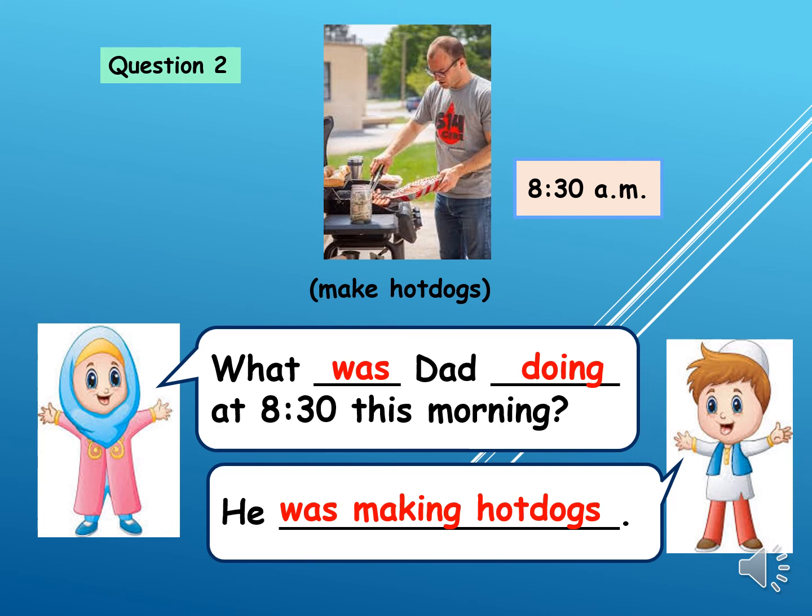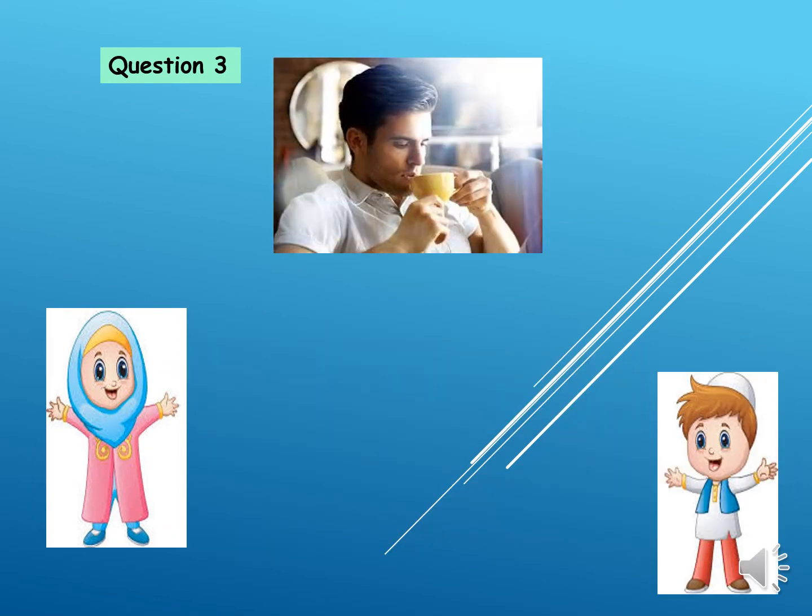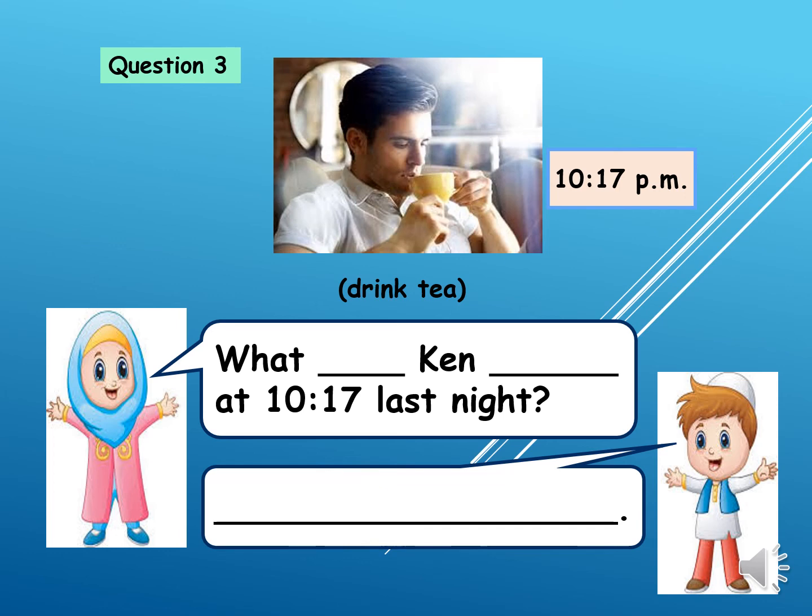Are you ready for question 3? Let's go. Okay, what did Ken do at 10:11 last night? The answer? Let's see. What was Ken doing at 10:11 last night? He was drinking tea. Well done, you got the answer.